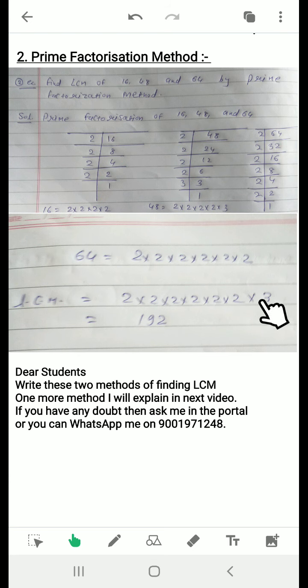Multiply these terms. This is 3 times 2 is 6, times 2 is 12, times 2 is 24, times 2 is 48, times 2 is 96, times 2 is 192. So the answer will be 192. So LCM is 192.